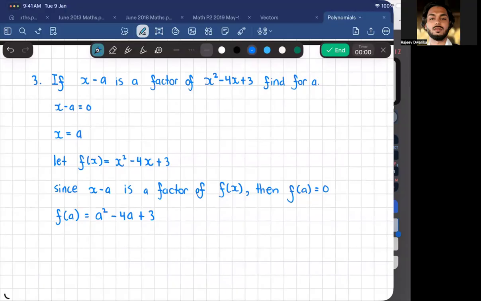And Shayna, what am I going to do now? What is f of a? What do we know f of a to be? f of a is 0, right? So I could say 0 equal to 0.